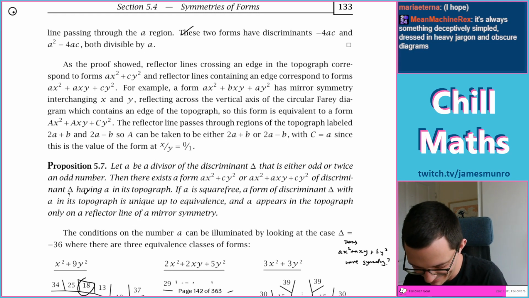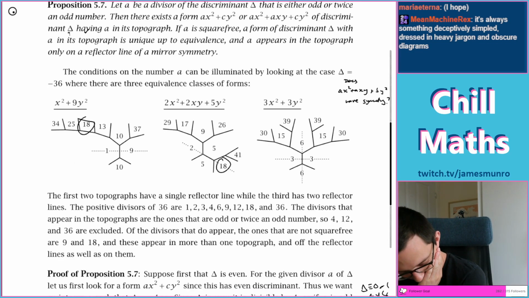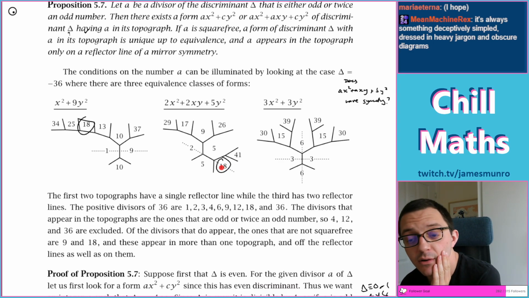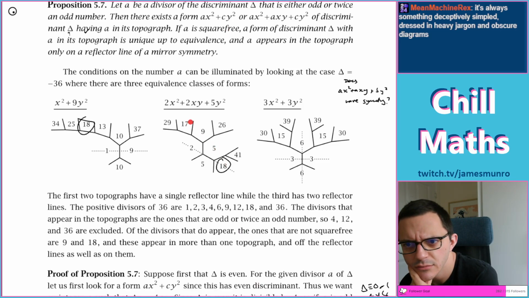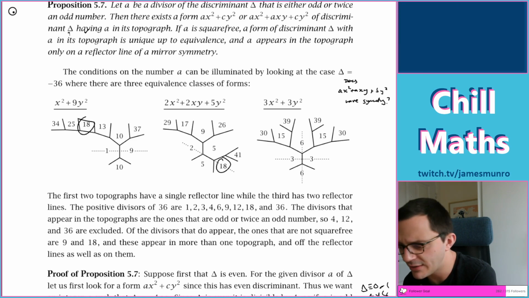Always something really simple, but then really complicated stuff going on. 18 does appear on the reflector line of. It does appear on one of these, but not both. 18? It's twice an odd number, so I would like it to appear in one of these, and I suppose it has, but the form is a transformed version of this. So is this equivalent to something like 18x squared? Right, so these C and C prime are going to change. I'm not going to end up with 18 being a multiple of 4.